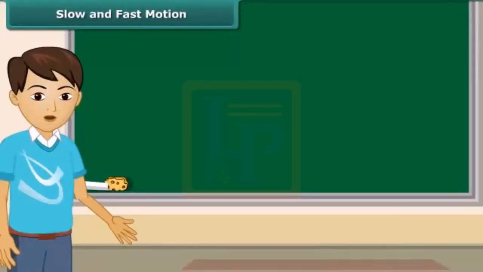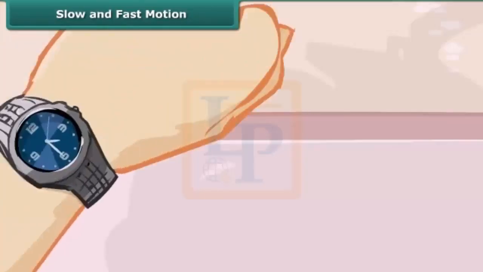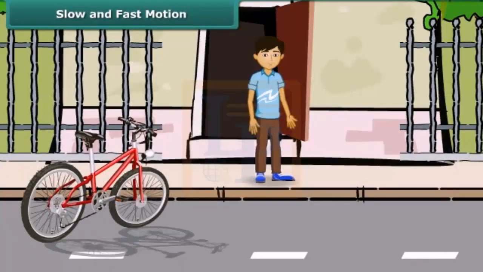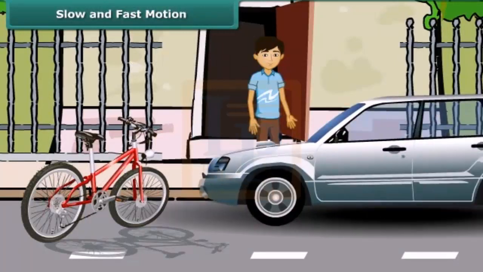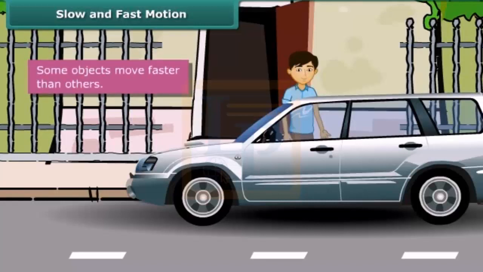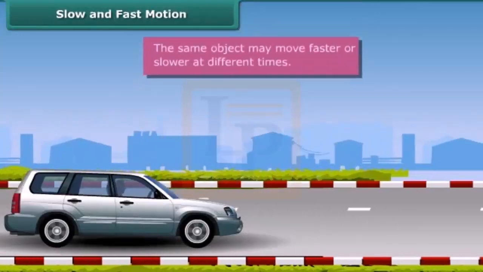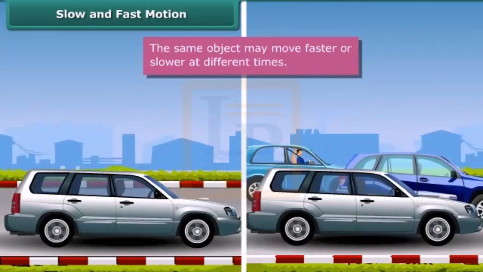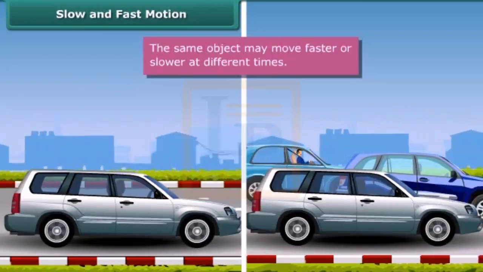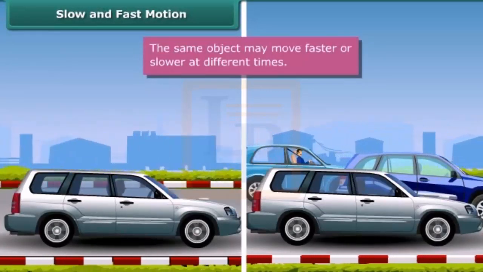Suppose you have an appointment with your doctor at 5 in the evening. It is already 4:30 p.m. and the doctor's clinic is 5 kilometers away from your house. You have the choice of either cycling down or taking a taxi to the clinic. What will you do? Correct. You will take a taxi because a taxi is faster than a cycle. So we can say that some objects move faster than others. Now the same taxi moves fast on an empty road and slow on a busy road. Thus the same object can move fast at one time and slow at another time.